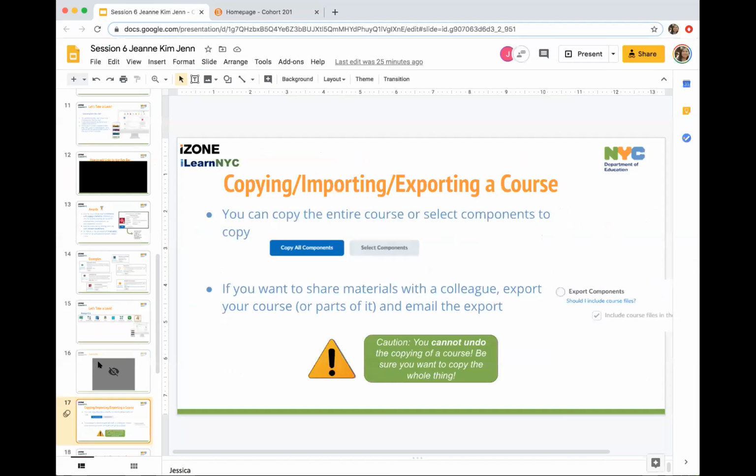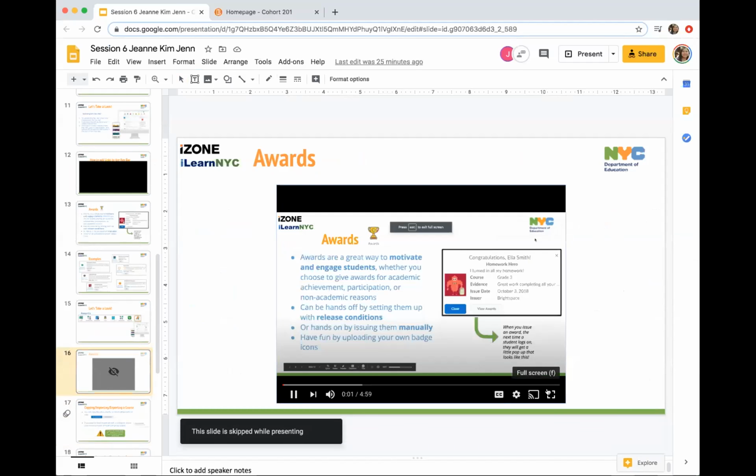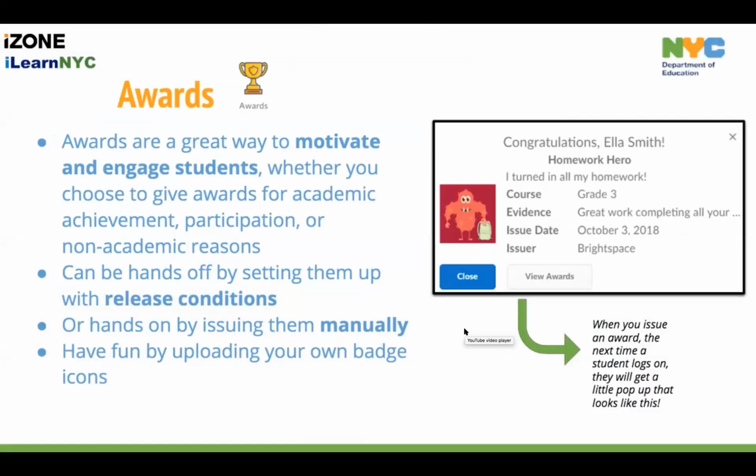I'm just going to exit this. Okay, the iLearnNYC Awards tool enables you to issue digital badges and certifications either manually or based on a release condition. They're going to allow your course to be even more interactive, and it gives that gamification feel to your course. It's really great to be able to motivate and engage students. And you have the option to issue the awards based on academic achievements, participations, or non-academic reasons.